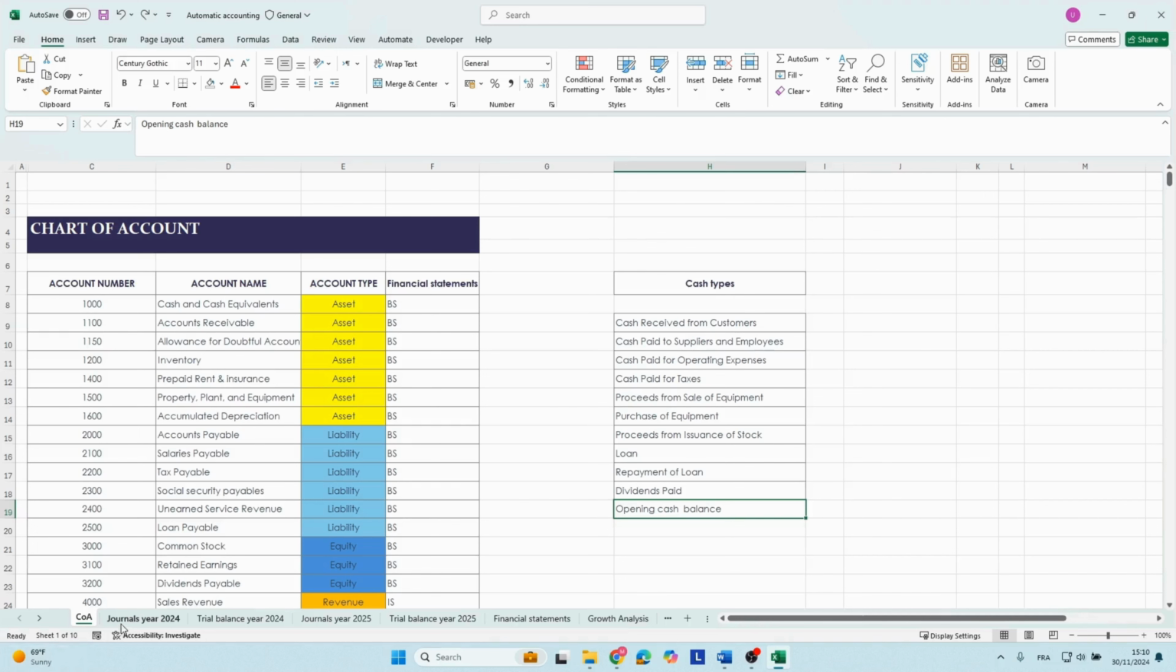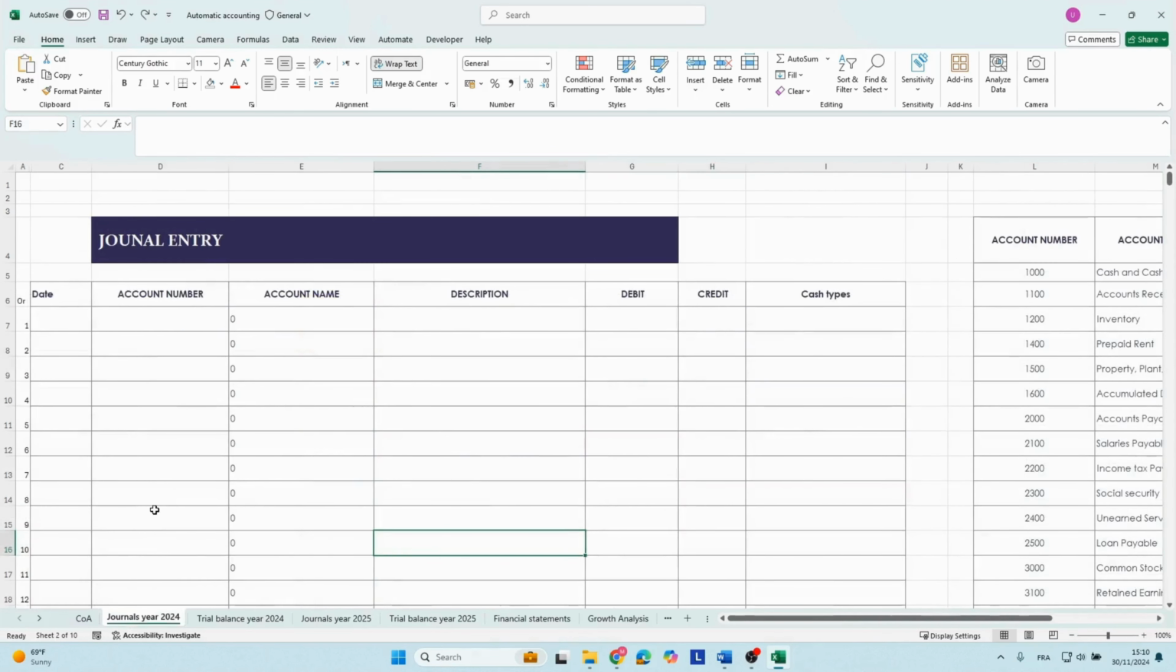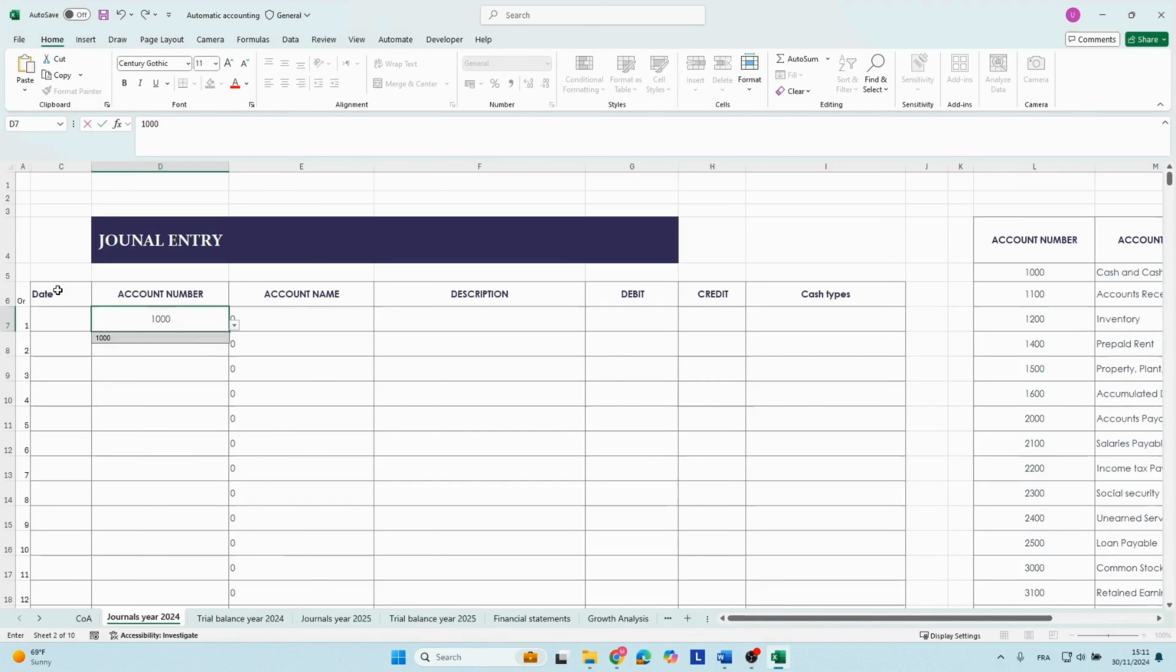Next, we have journals for the first year, 2024. We have a table, which included the date, account number. Then we have account name. This is automatically linked, because here we just need to put the account number and we get the account name. So this will be automatic.